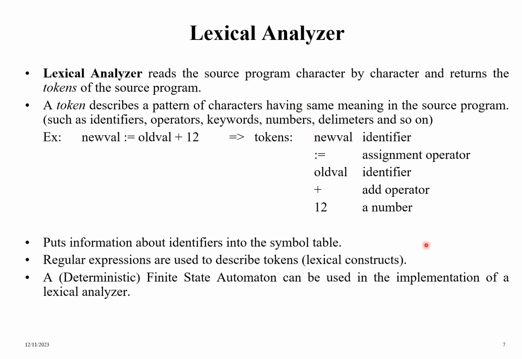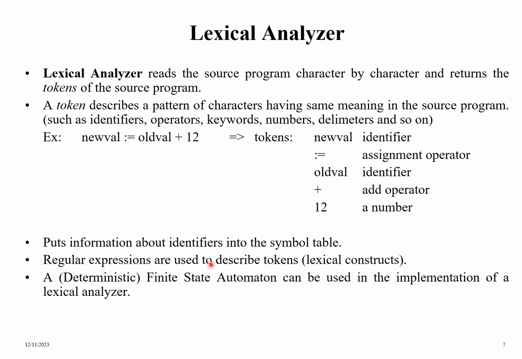Tokens can be of different types: an identifier, an assignment operator, an identifier, an add operator, a number or a constant we can say. So each of these I can call a token. It puts information about the identifier into a symbol table. This information about the identifier alone goes into the symbol table.